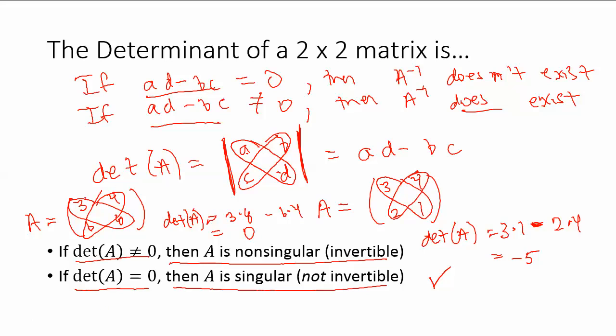So that must mean, likely, that one row is a constant multiple of the other. So if I look at the row 3, 4 and the row 6, 8, the question is, is one a constant multiple of the other? Well, yeah, absolutely, because if I double the components of the first row, then I get exactly the components of the second row.